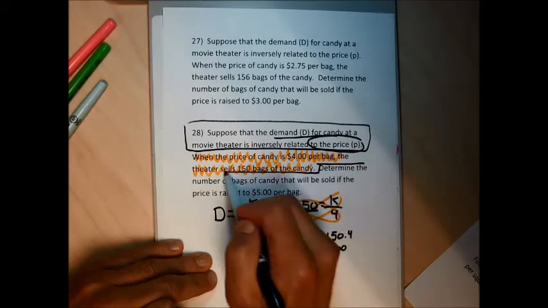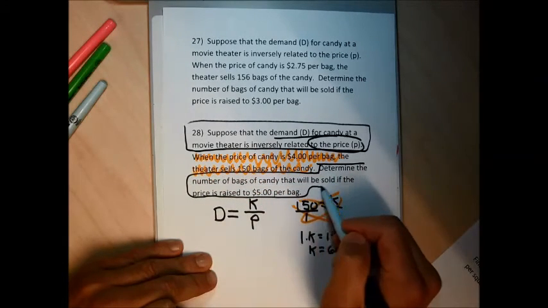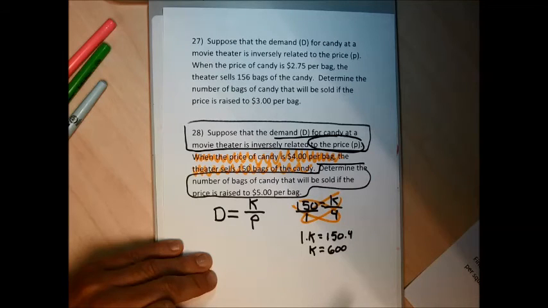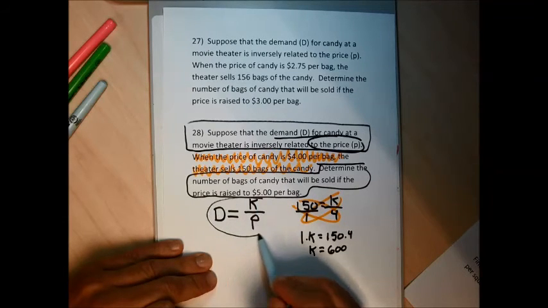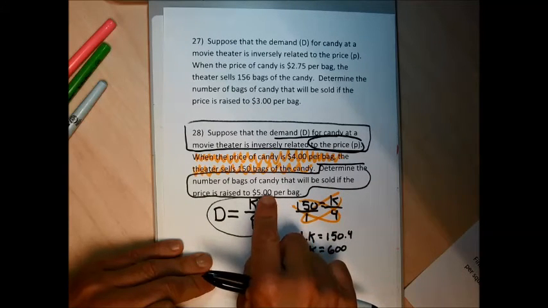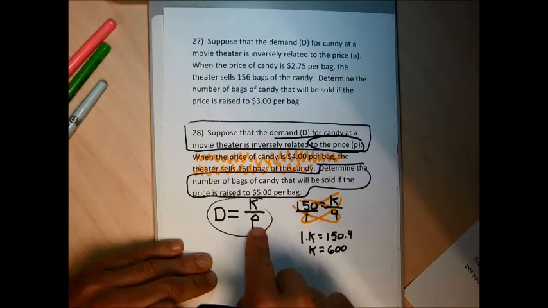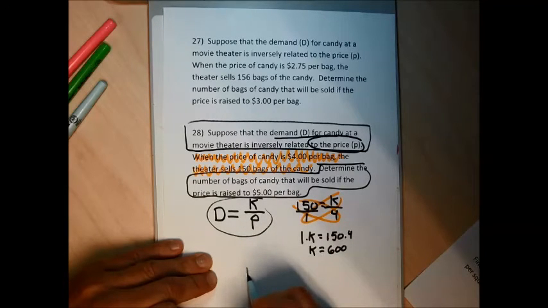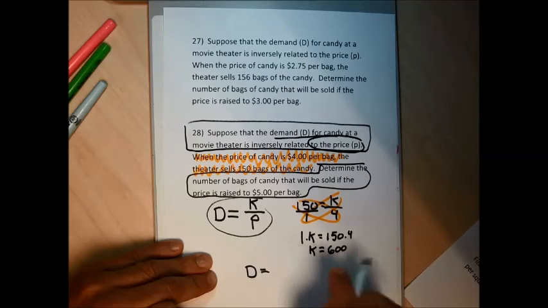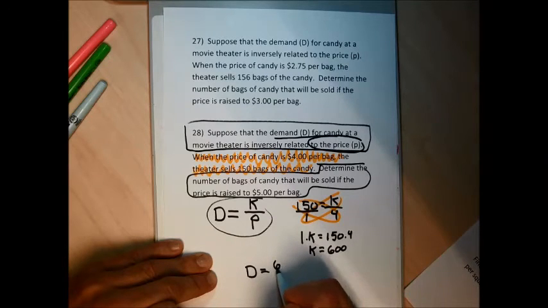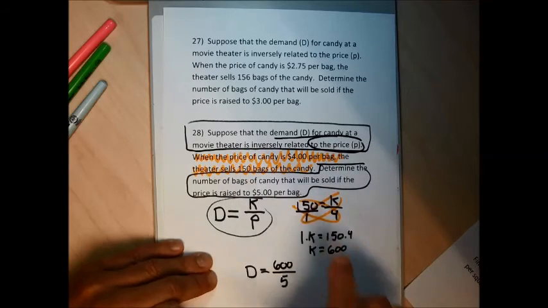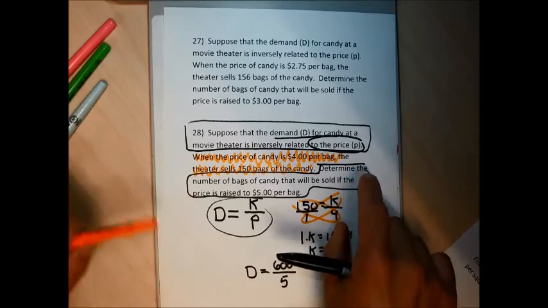Determine the number of bags of candy that will be sold when the price is raised to $5 per bag. I need to use this formula. I need to plug that number into the formula, and because that is $5, it doesn't go in for the D. That's a price. It goes in for the P. So for the last sentence, I'm going to leave the D alone. In for k, I'm going to put 600. In for P, I'm going to put 5. And it's going to give me an answer for D. That's the number of bags of candy that we're going to sell.